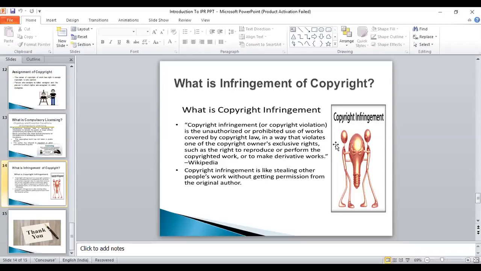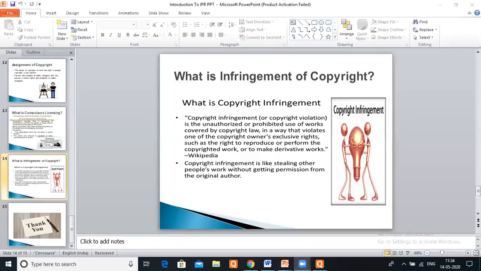This is all about copyright infringement. So let's see what happened. This is all.